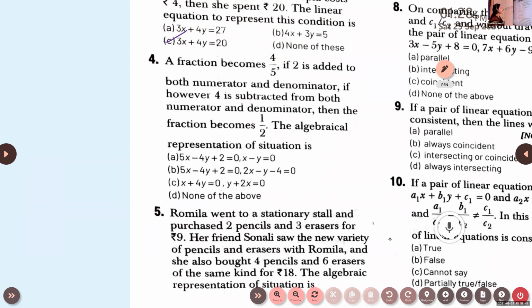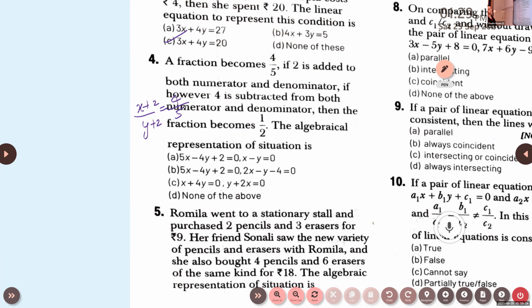Have you got the equation? Tell me. Because the fraction becomes 4/5, 2 is added, then 5x minus 4y plus 2 is equal to 0. Okay, so you take the fraction as x/y. If 2 is added to both the numerator and denominator, x plus 2 and y plus 2, you will get 4/5.